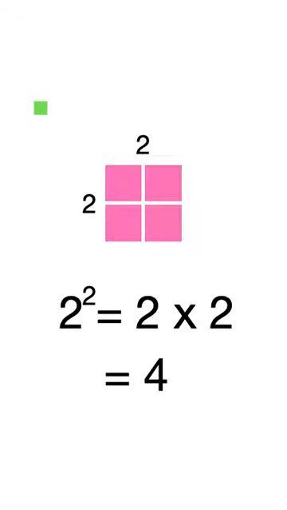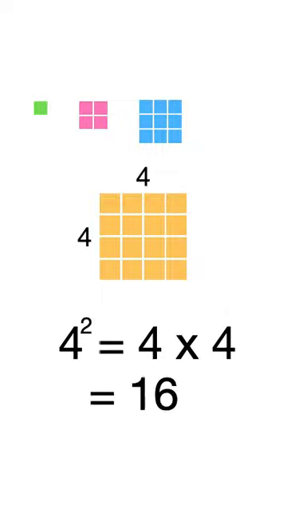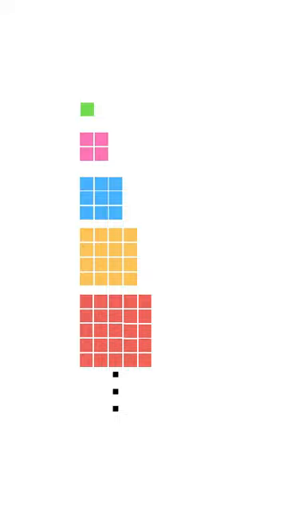So if we get a 1 by 1 square, 1 squared is 1 times 1, which is 1. The second square number is 2 times 2, or 2 squared, which is 4. And this literally makes the next size square. And now we have 3 squared, which is 3 times 3, which is 9. And 4 squared, 4 times 4, which is 16. And we're literally making squares, and obviously they carry on then forever.